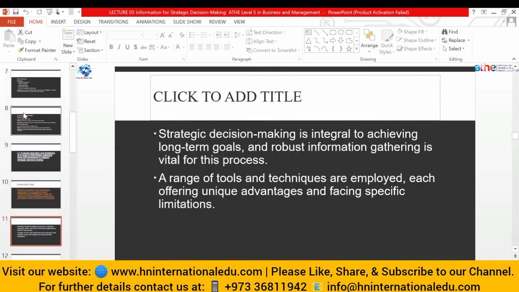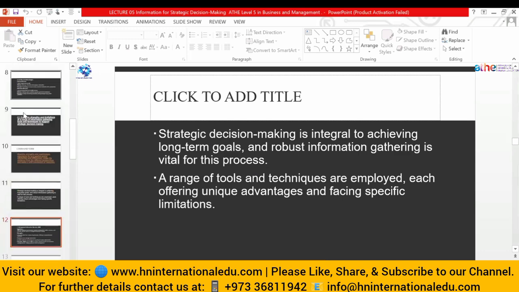Strategic decision making is integral to achieving long-term goals, and robust information gathering is vital for this process. A range of tools and techniques are employed, each offering unique advantages and facing specific limitations. Now, in the whole decision-making process, we are using it for long-term goals. This is not for the short term, for one year or six months. It is going to be more than that. And there are certain tools and techniques which we are going to read, and with that, we will be watching out for the strengths and limitations.